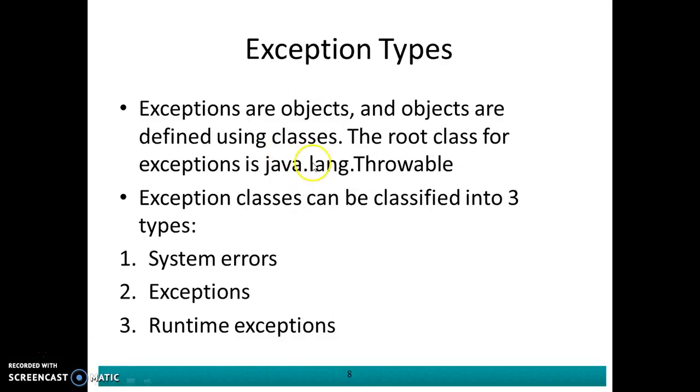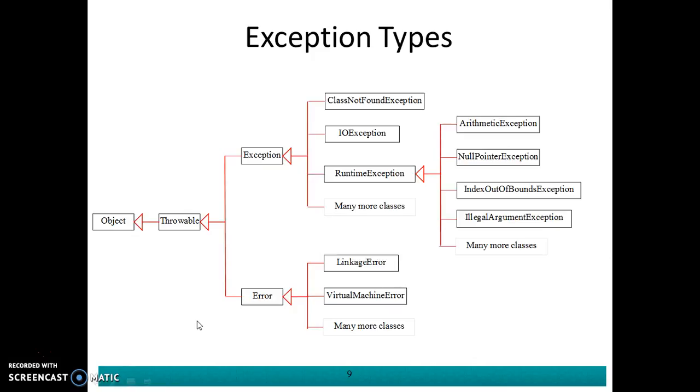So the root class for exception is called java.lang.Throwable. So Throwable is the root class for exception. In general, we can classify exceptions into three types. First one, system errors. Second one, exceptions. And the third one, runtime exceptions.